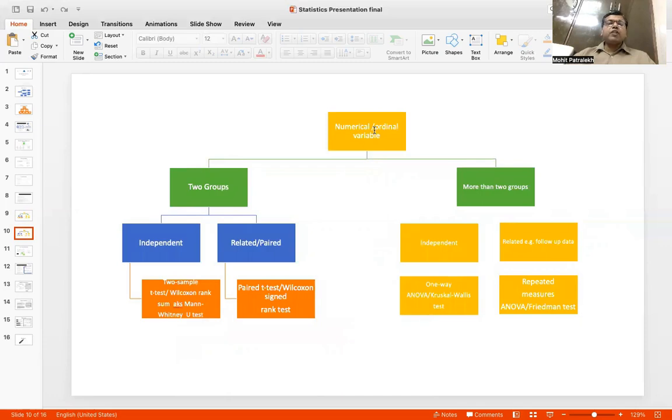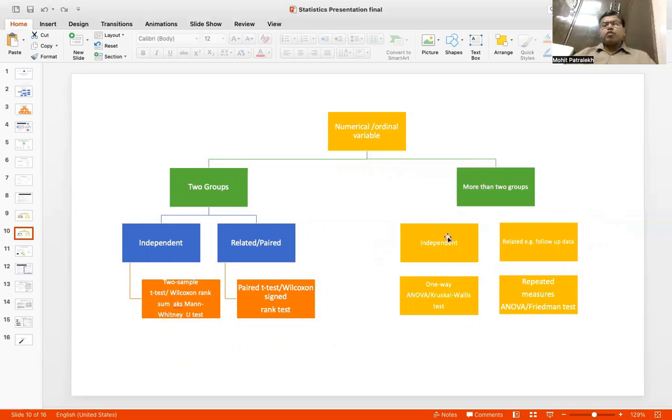If we have a numerical variable with two groups which are independent, we use two sample t test if the data are normal. Otherwise, we use Wilcoxon rank sum test, also called as Mann-Whitney test. If they are related or paired, we use the paired t test if the differences are normal, otherwise we use Wilcoxon signed rank test.